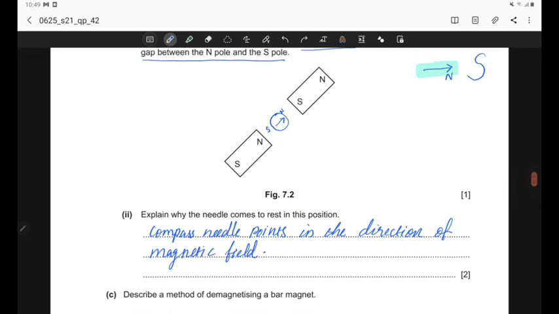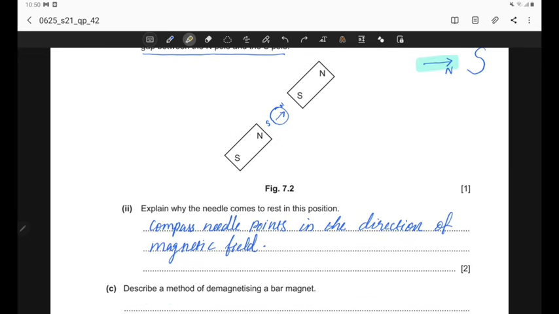It's a 2 mark question, so we need to write one more point. Here we can see the north pole of the needle is attracted to the south pole of the magnet as opposite poles attract. We can write this point additionally: the north pole of the compass needle attracts the south pole of the magnet.